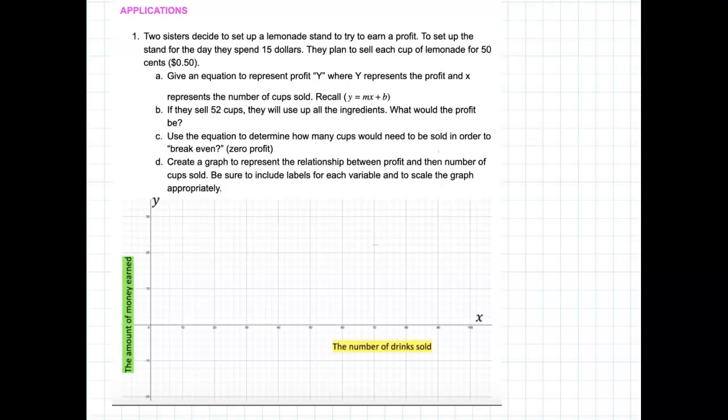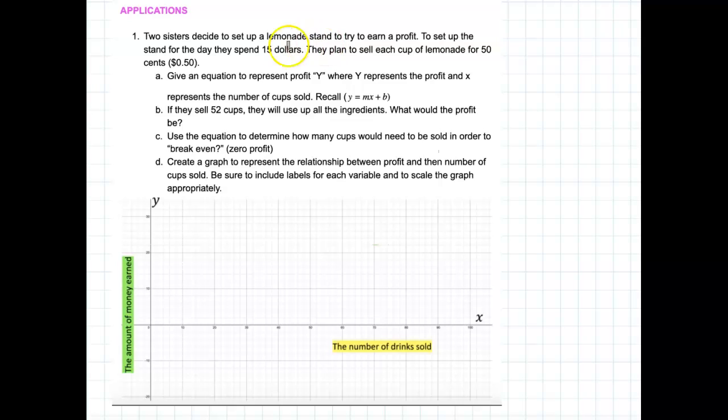All right, this one looks a little bit intimidating, but let's just read the question. So two sisters decide to set up a lemonade stand. I've always had a dream of setting up a lemonade stand, but I lived on a farm, so no one would come. Because they want to earn a profit.